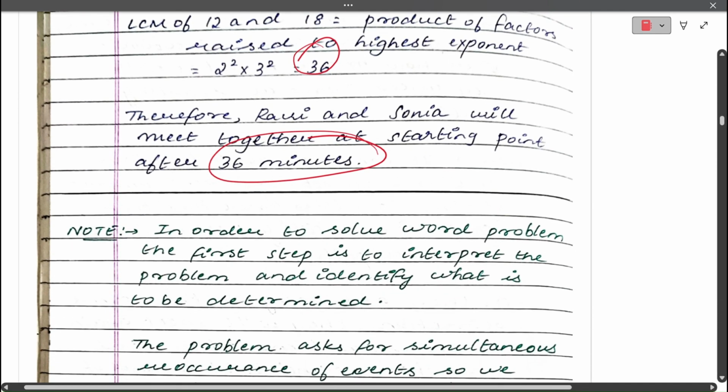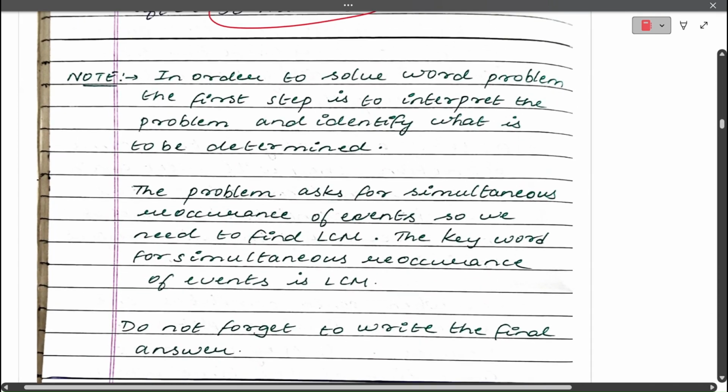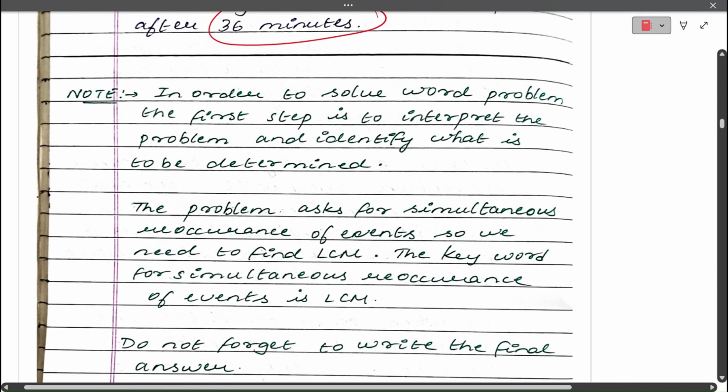Okay. So let's find out a key point to remember on how to solve this. In order to solve word problems, the very first step is interpreting the problem and identifying what needs to be determined, what needs to be found. The problem asks for simultaneous reoccurrence of events, so we need to find the LCM. The keyword for simultaneous reoccurrence of events is basically the LCM.